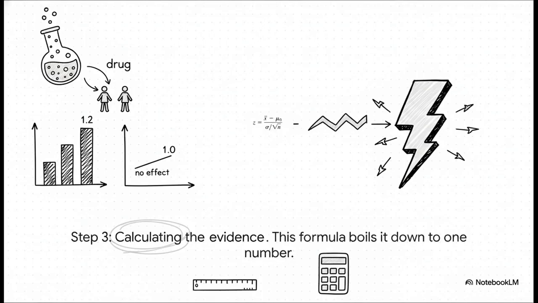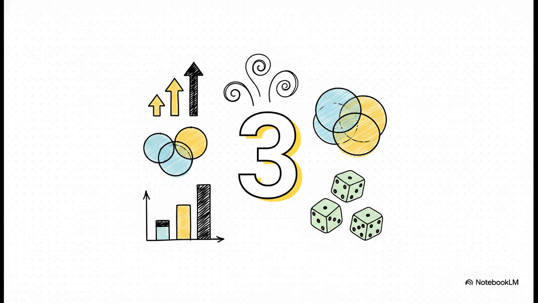All right, on to step 3. It's time to calculate the actual evidence. So the researchers in our case gave the drug to 36 patients and they measured their results. Now we plug those results into this formula to get what's called a z-score. Don't worry about the math here. Just think of the z-score as one single powerful number that tells us how unusual our result is. It boils down all of our evidence into one number. And so, after running the numbers, that single powerful piece of evidence is 3.